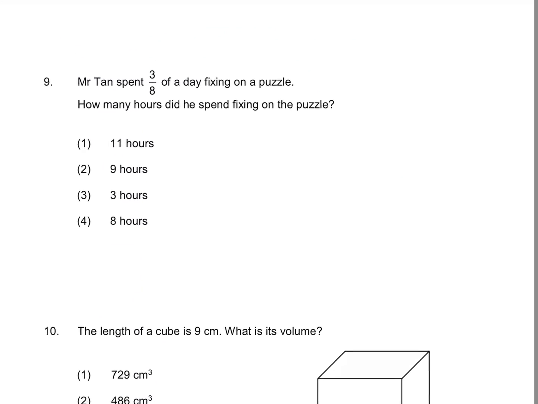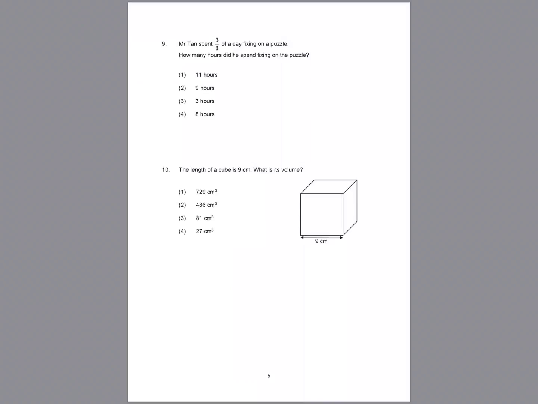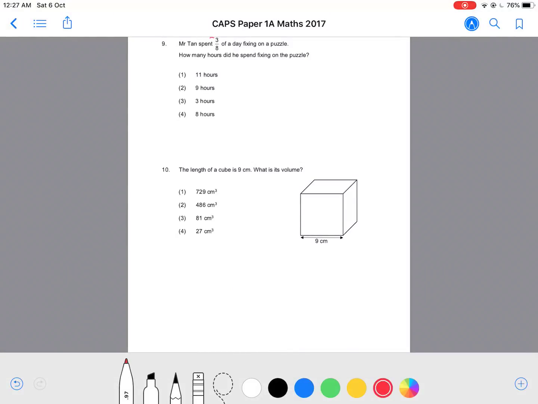Okay, so move on. Question number 9. This is also quite easy. Looking at the fraction 3/8 of a day. So a day has 24 hours, right? So 3/8 of 24 is going to give me 9 hours. Okay, pardon me, so all these mistakes here, let me correct properly. So that is the answer for number 9.